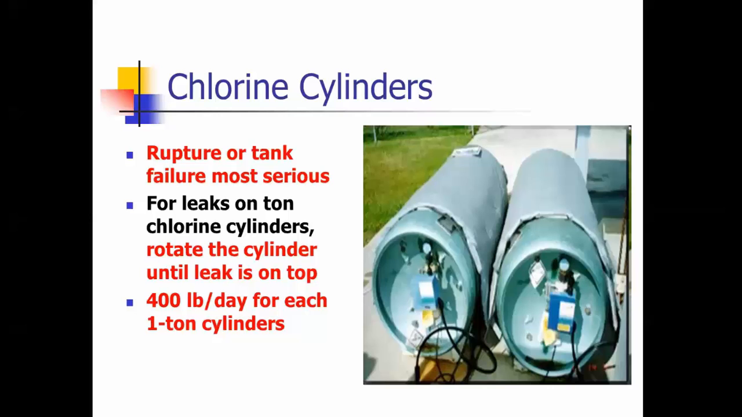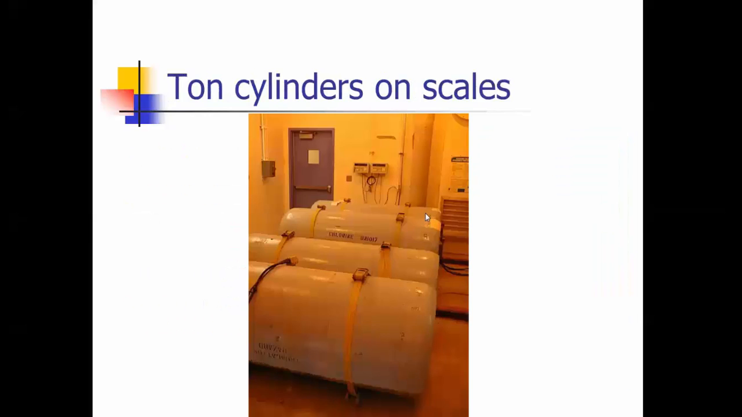Chlorine cylinders: a rupture is the most serious type of chlorine leak. And if you have a leak that's down on the cylinder, you want to rotate that leak so it's on top. Remember that liquid chlorine expands 460 times, so you want to rotate this cylinder so that it's coming off the top where there's gas.